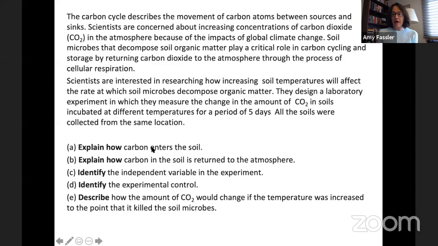Explain how carbon enters the soil. We just practiced that with different sinks and how that moves around. Explain how carbon in the soil is returned to the atmosphere. And then here are our 3 practice prompts on experimental design. Identify the independent variable, identify the experimental control, and describe how the amount of CO2 would change if temperatures got so high that they actually killed the soil microbes. So make sure you write that out.